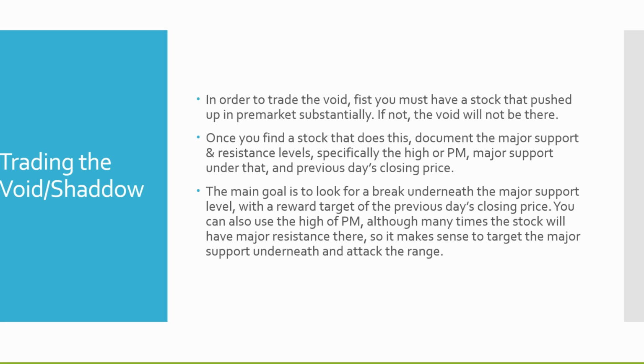And like this says, the main goal is to look for a break, kind of like Casey said here. Casey said if it holds pre-market support, it can gap and go. That's exactly right. And so the main goal when you're trading a gap fill or a shadow fill is to look for a break underneath the major support level with a reward target of possibly the previous day's closing price. It all really depends on the range. A lot of times that's going to be unattainable, and you can just use major support in between there.